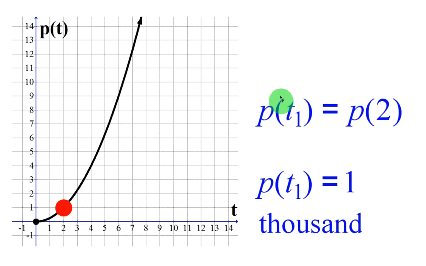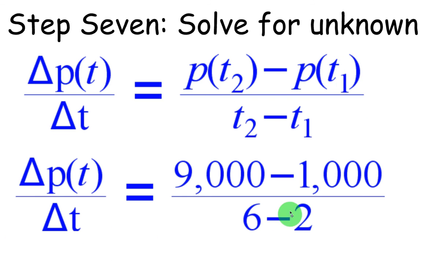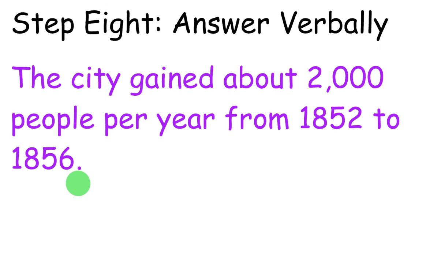Now, to figure out our P-values, since it's a graph, we just look at T1, which is 2, and we see the y-value or P-value is 1. So that means there's 1,000 people after 2 years. After 6 years, or 1856, there's 9,000 people. So now we know everything we need to solve this problem. We will plug all 4 of these values in. We will get 8,000 over 4, which equals 2,000, and that will answer our question.